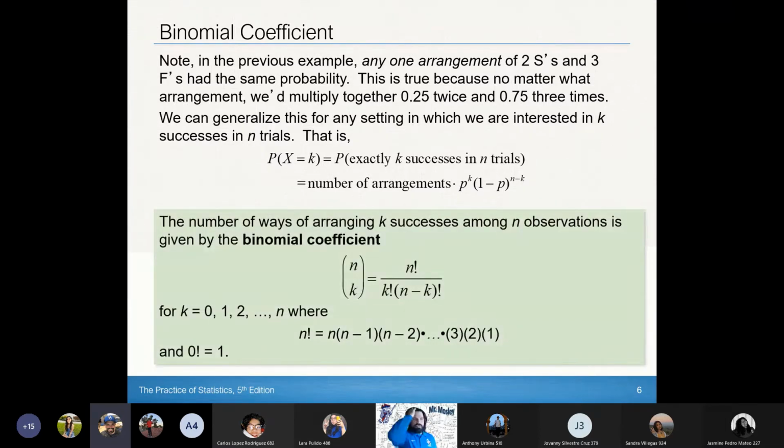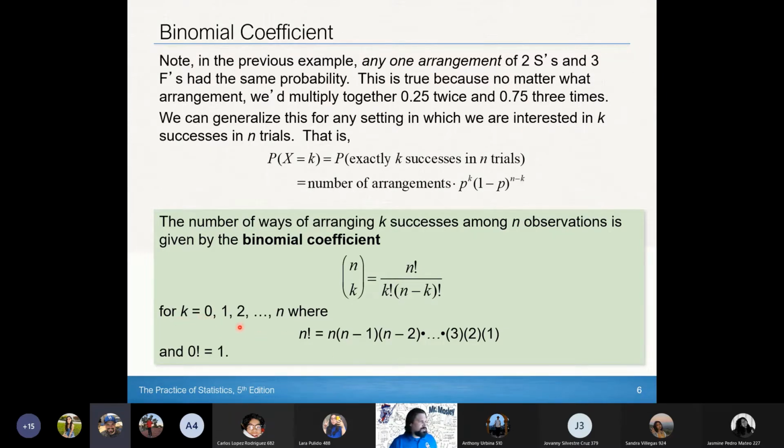The number of ways of arranging K successes among N observations is given by the binomial coefficient, hence the name binomial distribution. We say N choose K. That's that weird parenthesis that looks like it should be a fraction but isn't written with a fraction line. N over K, we say N choose K, equals N factorial divided by K factorial times N minus K factorial. The exclamation mark is a factorial, and we have the description here of what that is.